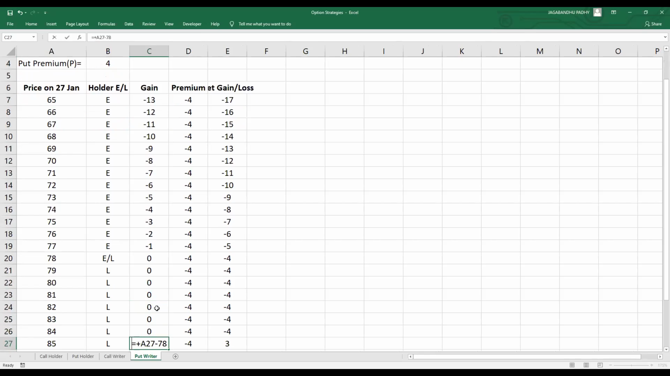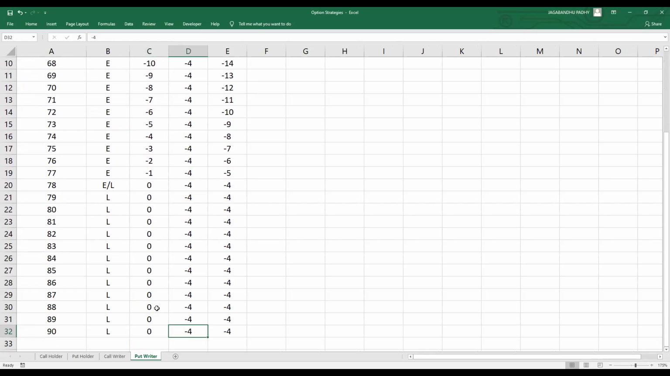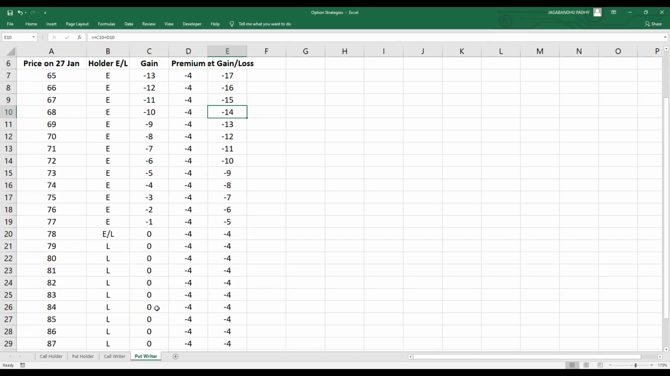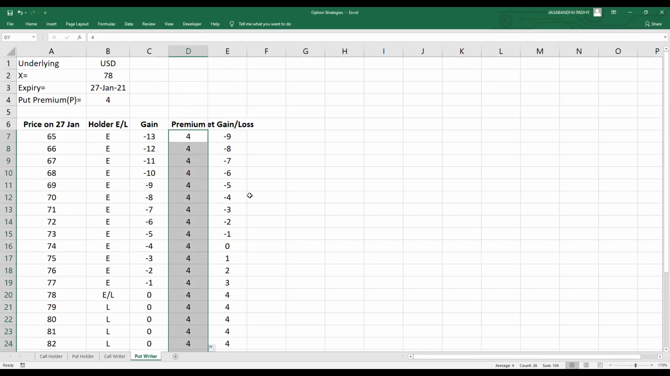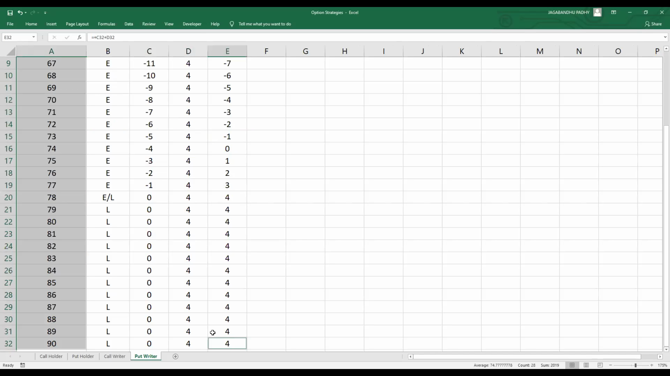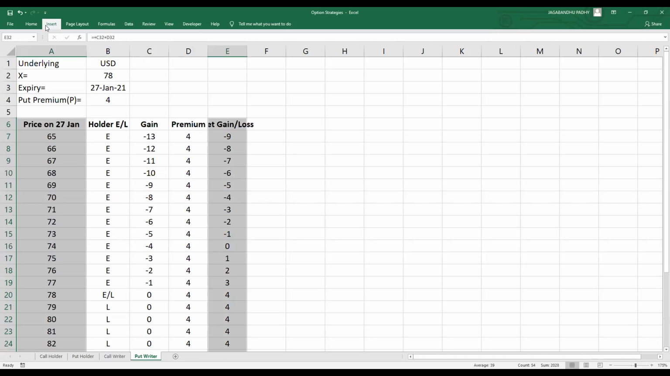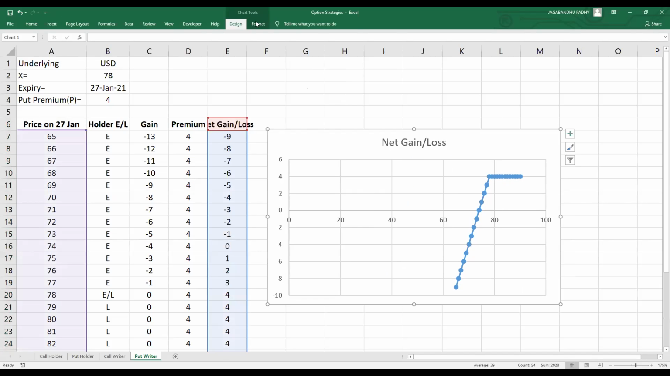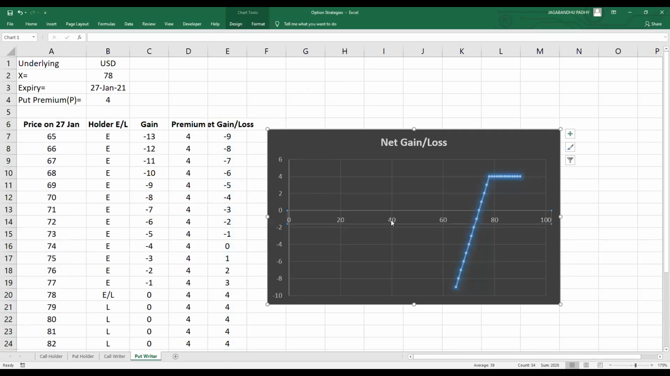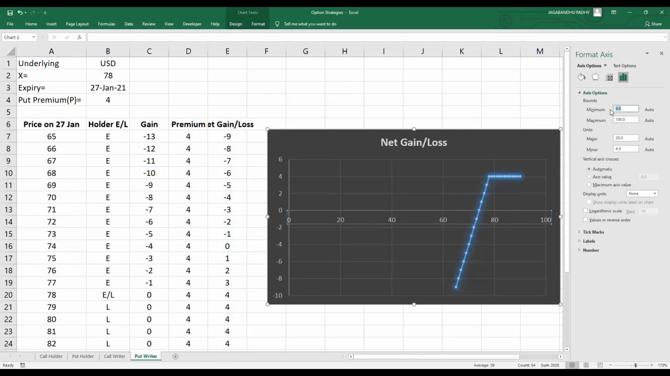Here onwards it is this premium negative, net gain. This is the premium, here it becomes positive 4, then just drag it down. These are the values, and if you draw the diagram for it, it should be like this. Minimum is like 65 onwards. Max is 90. Okay.